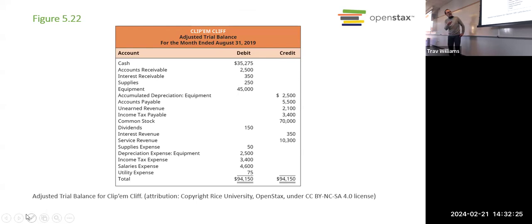Notice that among the assets here, we've got a contra asset account that has a credit balance, right? Accumulated depreciation is an asset account, but it has a credit balance. Okay.